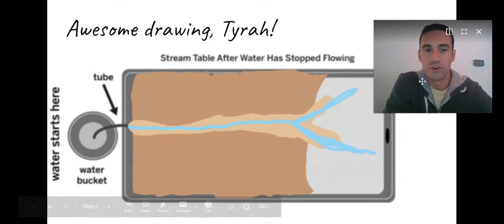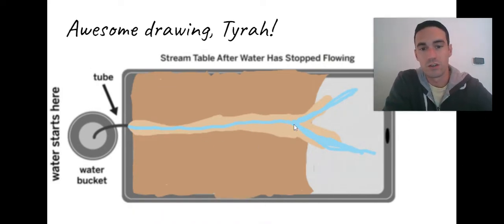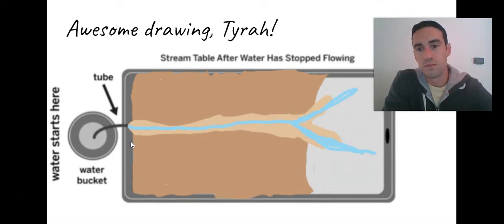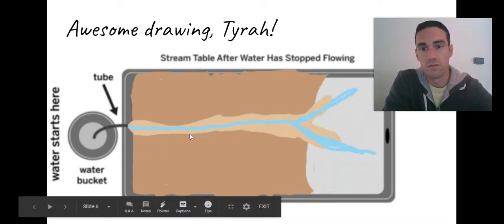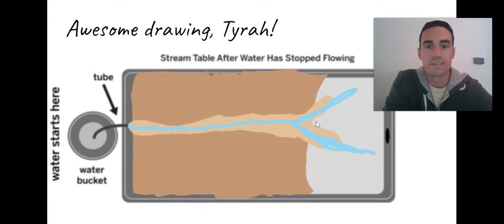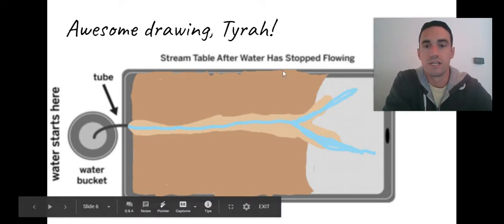Tyra had a really good drawing as well. And one thing I liked about Tyra's drawing, besides the fact that she also showed it getting wider at the end, is that she showed that as the water flowed, it carved deeper and deeper into the middle. This different coloring of this sand and then the stream in the center makes it look like it's actually getting deeper and deeper right into the middle of the channel there. So I really like that drawing as well, Tyra.